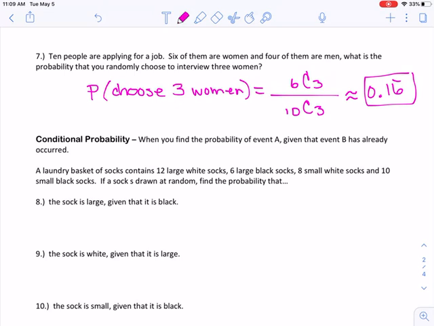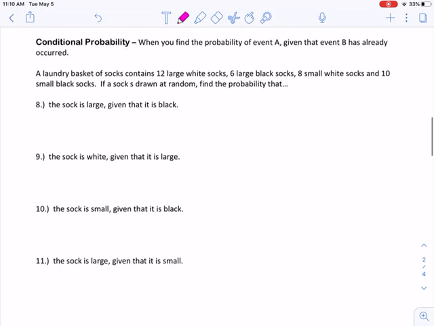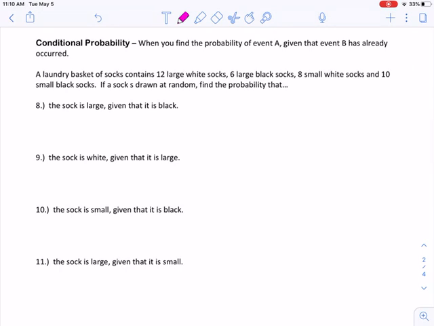So those would be different ways that we could use our combinations with our probabilities when we're looking for groups, a probability of getting some sort of group out of all the possible groups. Now let's look at conditional probabilities. A conditional probability is when you find the probability of event A given that B has already occurred.